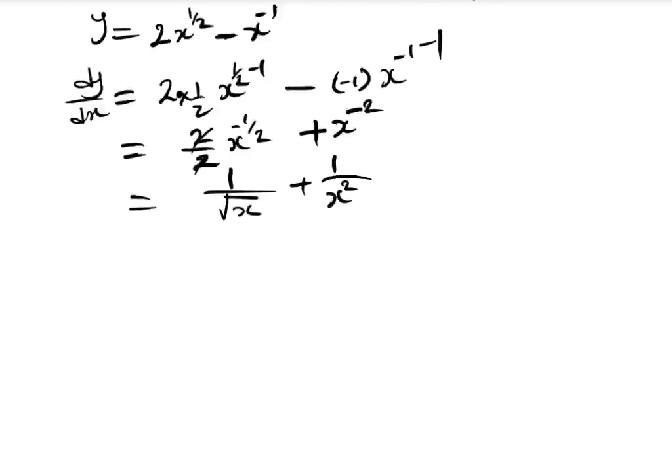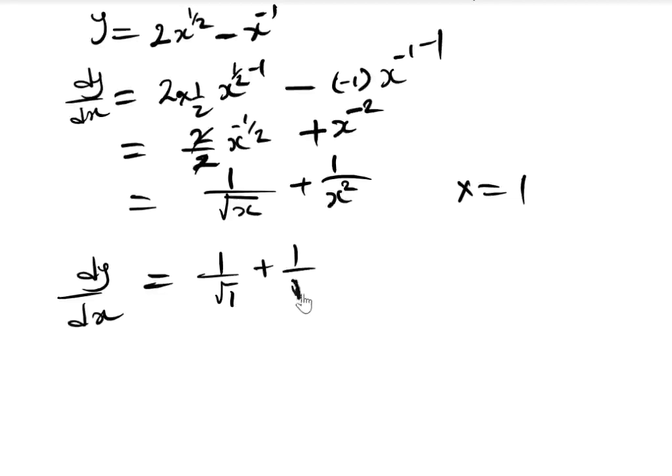But we are asked to find the slope at the point where x is equal to 1. Therefore, if I substitute 1 in this equation, I have that dy/dx is equal to 1 divided by square root of 1 plus 1 divided by 1 squared. The square root of 1 is the same thing as 1, and 1 divided by 1 is 1, plus 1 squared is the same thing as 1. 1 divided by 1 is still 1. So the final answer is 2.